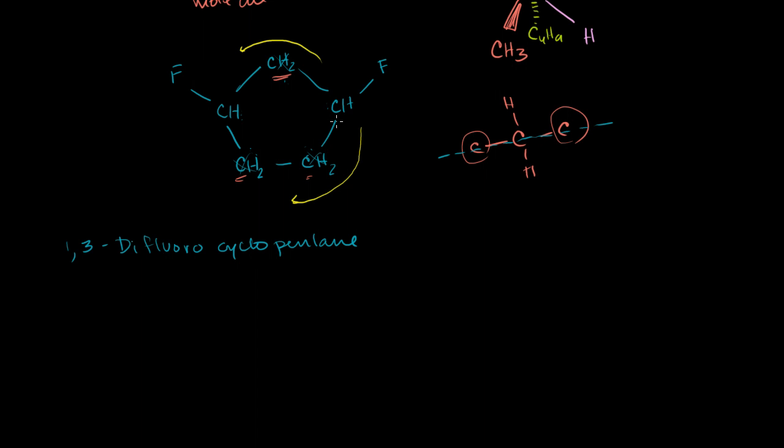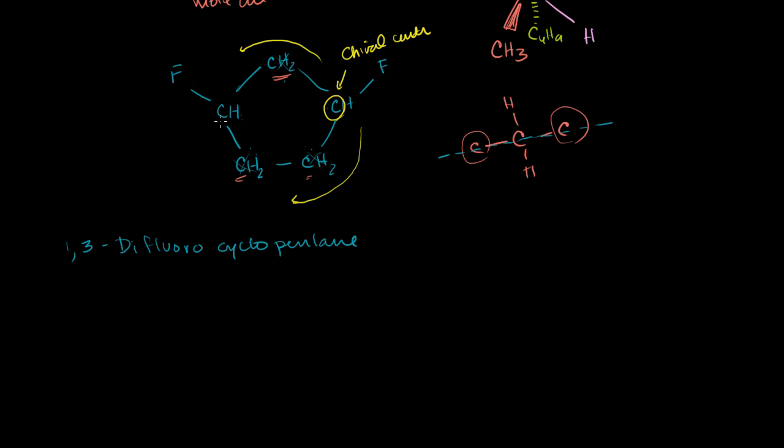So this bond is bonded to a different group than that bond up there is. And it's also bonded to a hydrogen, also bonded to a fluorine. So this is bonded to 4 different groups. So this is a chiral carbon. So that is a chiral center.